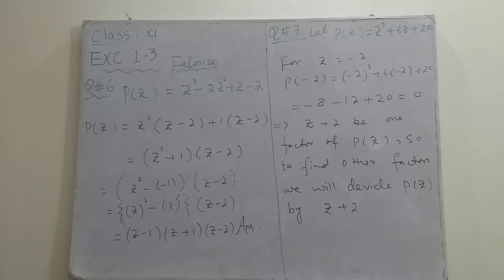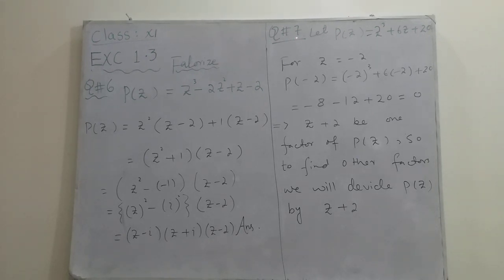How? For z square plus 1 we will write minus into minus 1, and for this minus 1 we will write iota square. Now it will become z whole square minus iota whole square. By using the formula a minus b into a plus b, it will become z minus iota into z plus iota, into the last one which is same as z minus 2. So the given equation can be written as a product of linear factors as z minus iota, z plus iota, z minus 2, which is our required answer.